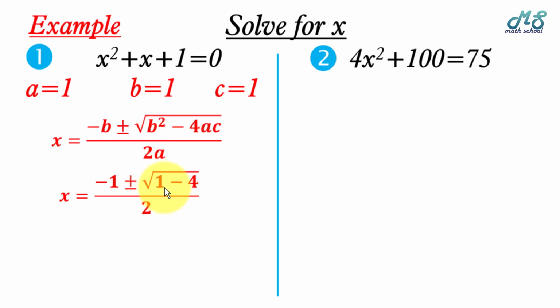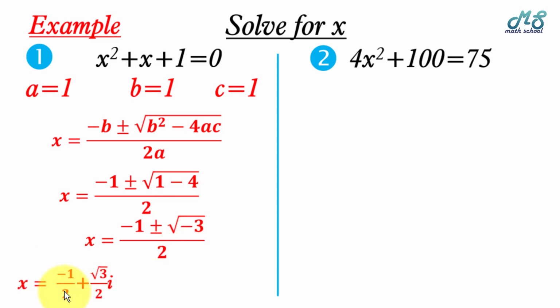We studied before that root negative 3 is not a real number, so the solution set will be empty. But we can find a solution here by using complex numbers. We can write root negative 3 as root 3 i. Now we can write x equals negative 1 plus or minus root 3 i over 2. Now the two roots are x equals negative 1/2 plus root 3 over 2 i, and x equals negative 1/2 minus root 3 over 2 i.